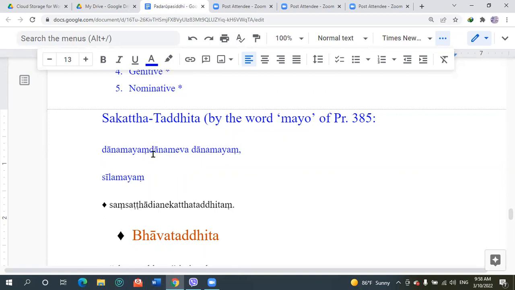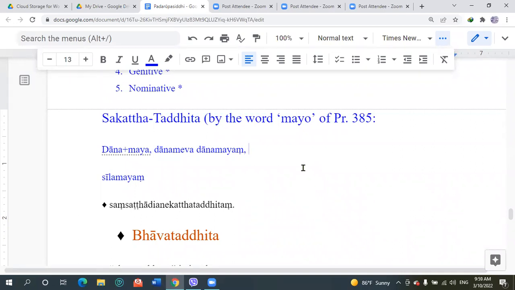Dhana and maya surface. Okay, so dhana plus maya. Dhana itself is dhana maya. How to say, giving is just dhana maya. We can translate: dhana itself is dhana maya. It will be dhana, donation, dhana maya, the same.